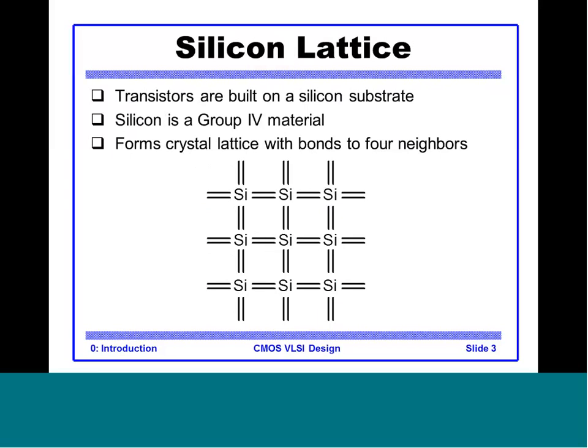Let's have a quick look at the silicon lattice. Silicon is the most popular material for VLSI designs. The transistors are grown out of a silicon substrate by the method of deposition and etching. Silicon, being a group 4 material, forms a closely bonded crystal lattice with 4 of its immediate neighbors. If you see the diagram, each silicon atom is bonded to its 4 nearest silicon atoms to form a crystal lattice.